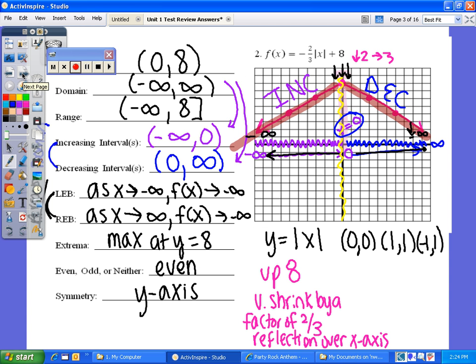There's a lot going on here, and I'm not going to erase a lot of it. This is your absolute value graph. You should have started the graph at 0, 8, because it's a transformation that goes up 8, and it has a vertical shrink by a factor of 2/3. Because there's a reflection over the x-axis, your graph should be upside down. We start at 0, 8, and then you go down 2, right 3, down 2, right 3. On the other side, down 2, left 3, down 2, left 3. By the time you're done, you've created your absolute value graph.